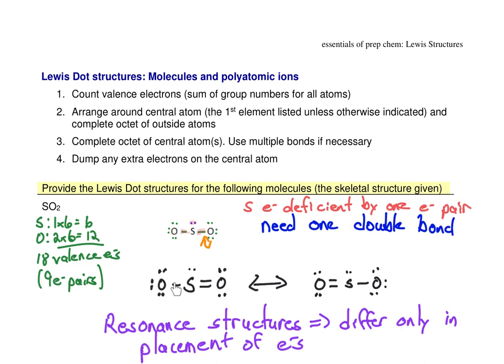In this resonance structure, we see the double bond between the sulfur and the right-handed oxygen, and here's a double bond between the sulfur and the left-handed oxygen. And in each case, we see oxygen has 8 valence electrons, and sulfur also follows the octet rule. So this is a valid Lewis dot structure.